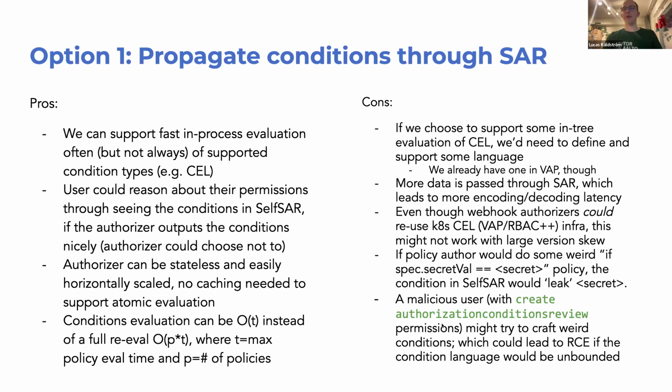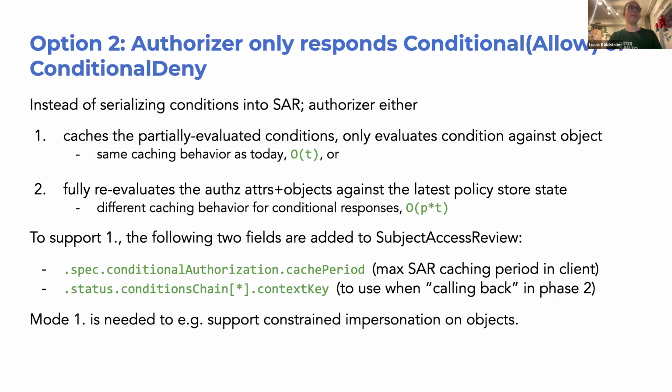And then, if the authorizer doesn't follow the best practice of not having an unbounded language, and they did have an unbounded language, then someone could create these kinds of conditions review permissions, and use the authorizer to evaluate stuff that maybe it shouldn't.